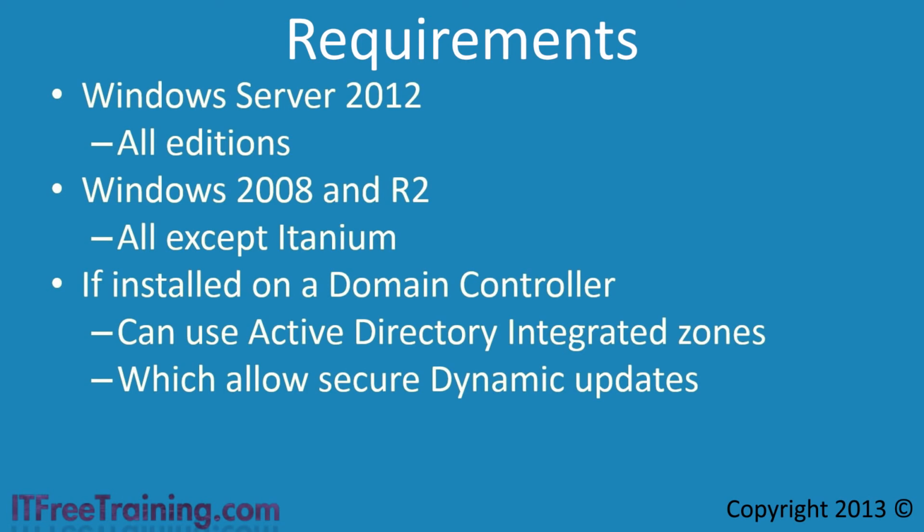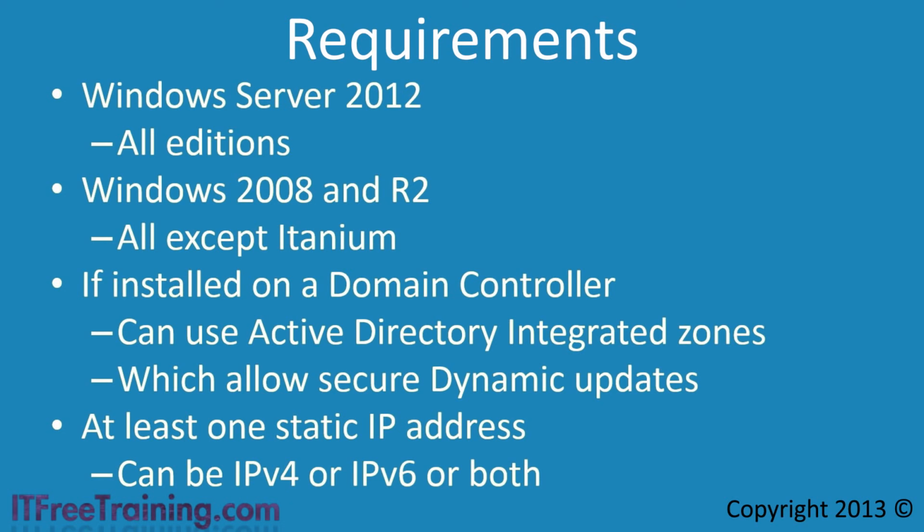The last requirement that you need to meet is the server you decide to install DNS on needs at least one static IP address. The static IP address can be either IPv4 or IPv6, or both. As long as the server has one static IP address configured on one of the network adapters, DNS can be installed.